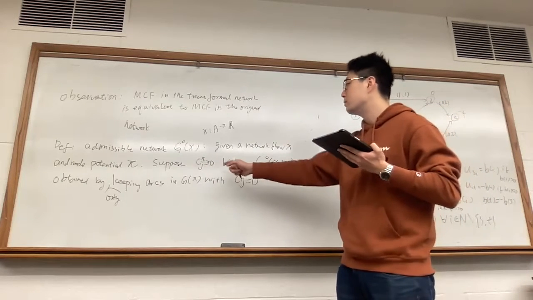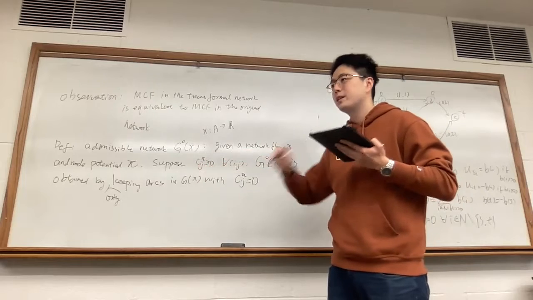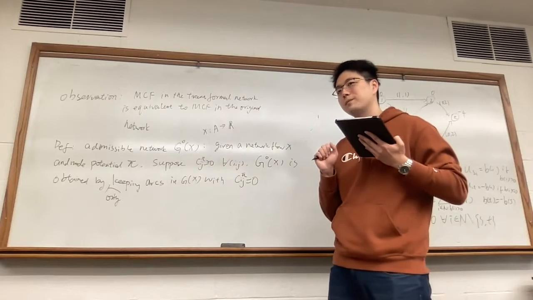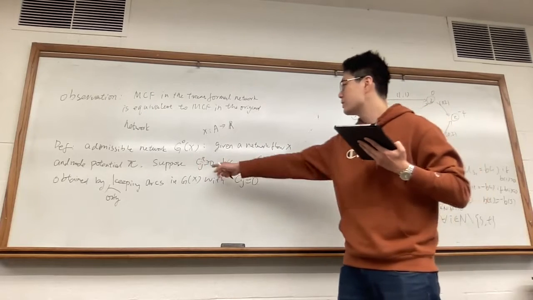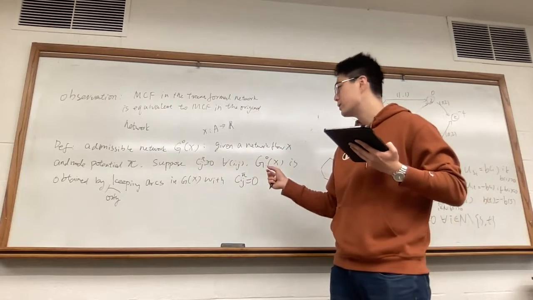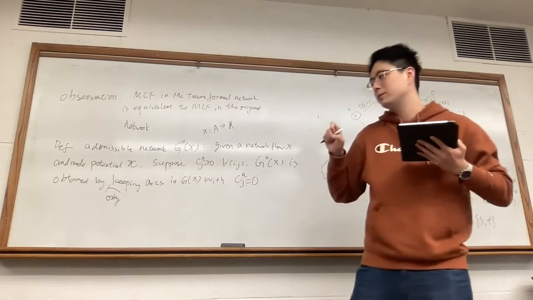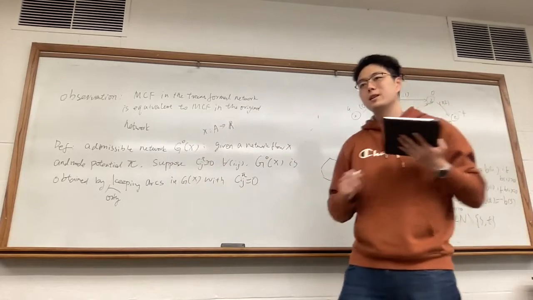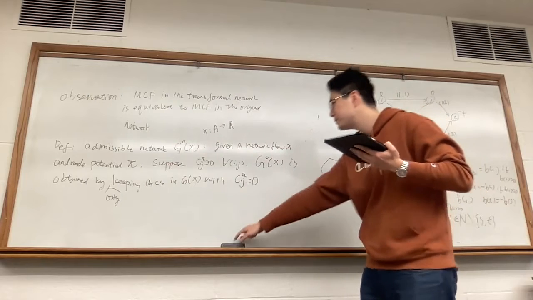So which arcs among all the arcs in GX are the most risky? Those with Cij pi equal to 0. That's the reason why we want to take them out and deal with them. I think this is my understanding.